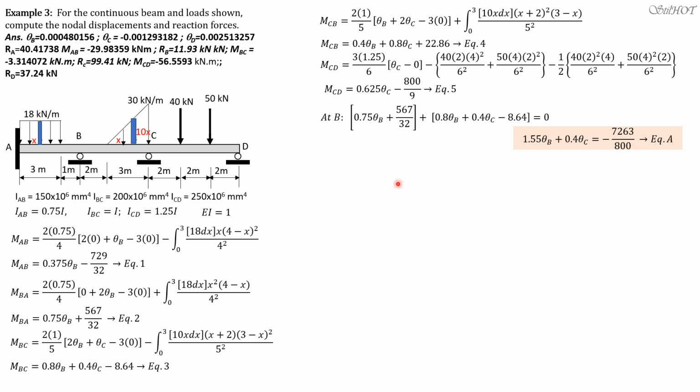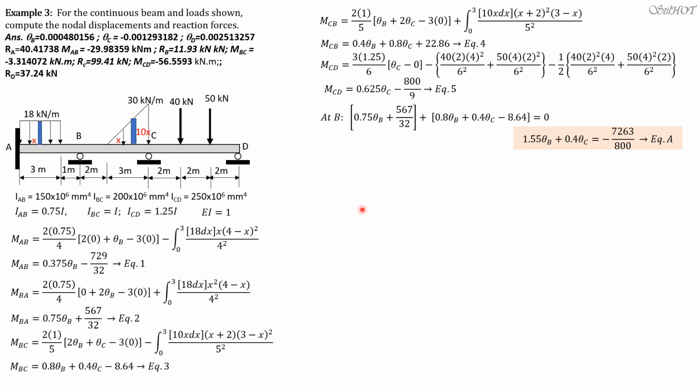Call that equation A. Next, apply equilibrium condition at C. Moment CB plus moment CD should be 0. In other words, they are equal. Moment CB and moment CD are equal but opposite in signs. That's why the sum of the moments CB and CD must be 0 or in equilibrium.